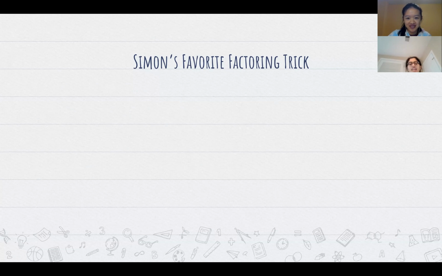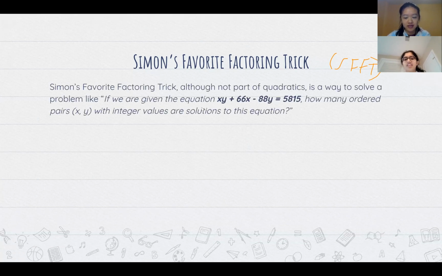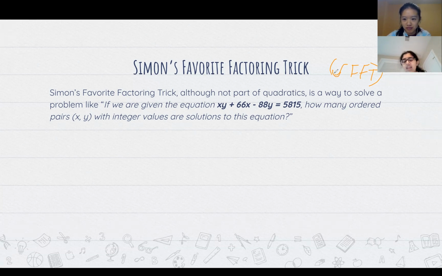Anyways, Simon's favorite factoring trick, but it's been around for much longer than him. It can be useful in solving many problems, including the problem: if we are given the equation xy plus 66x minus 88y is equal to 5,815, how many ordered pairs xy with integer values are solutions to this equation?